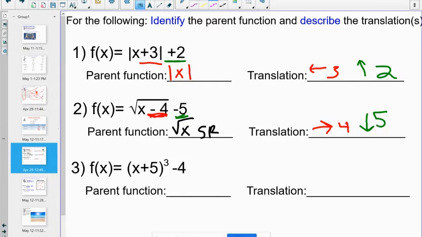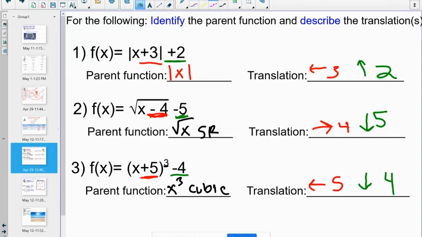Last but not least, we have a cubic function here, because that 3 is helping us signify that it's cubic and not quadratic. If it was x plus 5 squared, then it would be quadratic. But since it's x plus 5 cubed, or to the third power, it's cubic. So I'm just going to write x cubed, or cubic. Now the translation: what's inside the grouping is our horizontal shift. So it's plus 5, so it's going left 5 units, and minus 4, down 4.